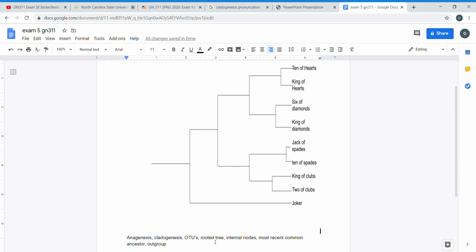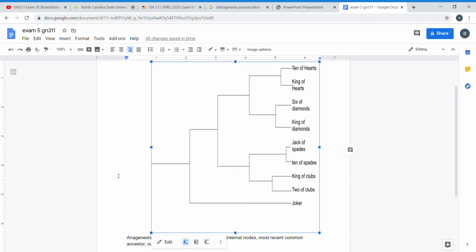Now this is a rooted tree. You can tell by this, I guess, root as you would call it. Something I could have done is to make an unrooted tree. When it diverged here, into black and red, I could have had red going left and black going right, and that would have been an unrooted tree.